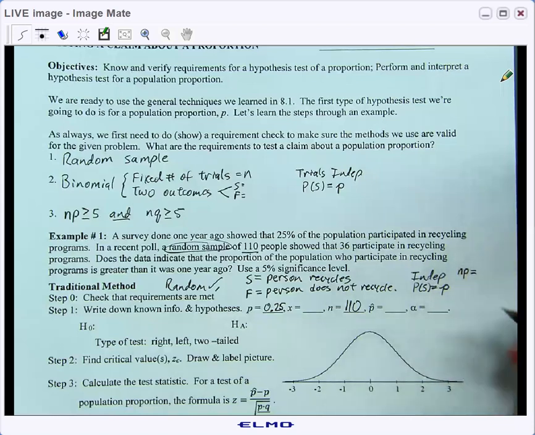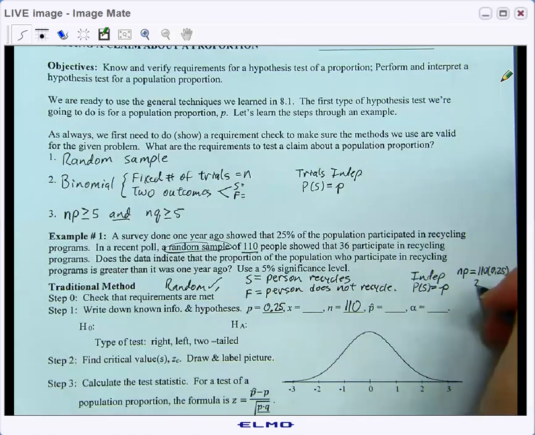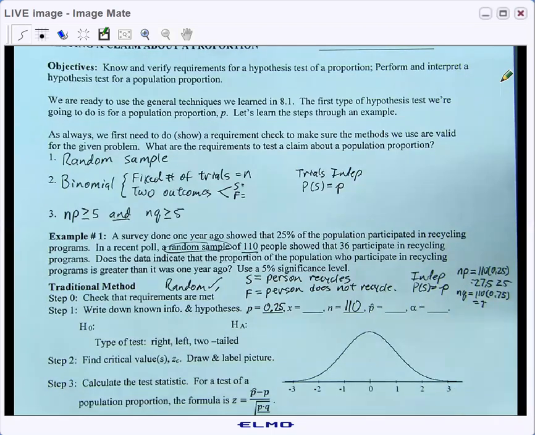And we need to double check and see if n times p is greater than or equal to 5. So we'll do n, which was 110, times p, which is 0.25. And that's going to give us, let's double check that, 27.5, which is way bigger than 5. And then q, it's going to be 110 times 0.75, the complement of the 25%, which is equal to 82.5, right?